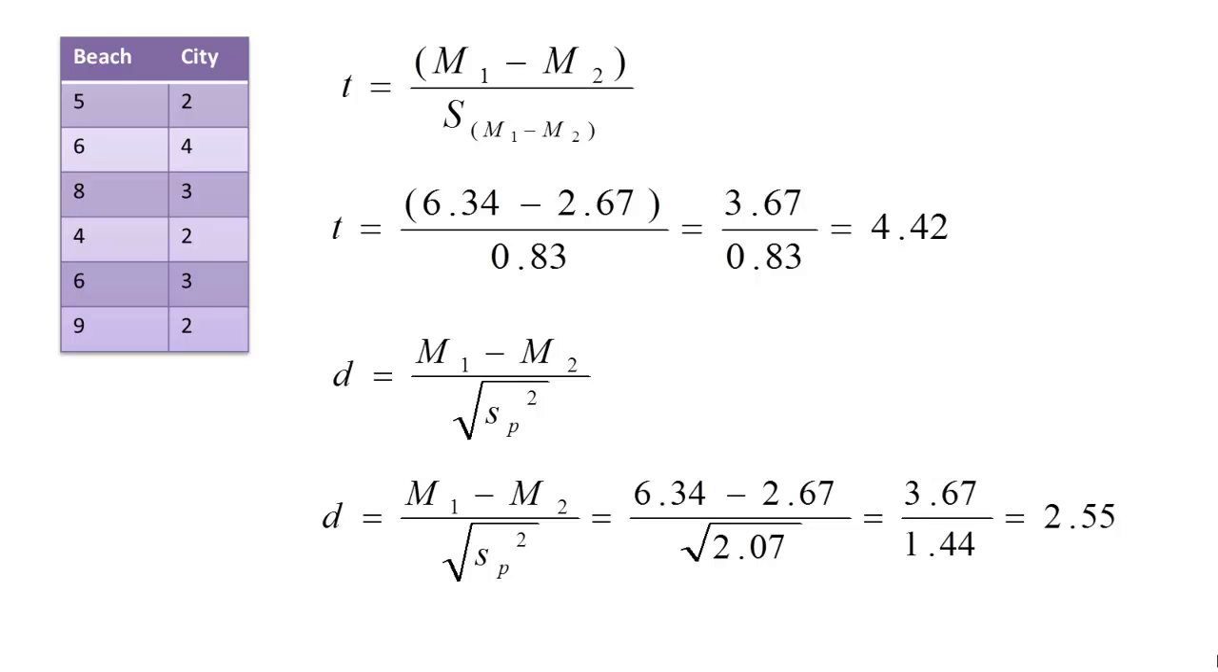Okay, so now we know our t calc and we know our Cohen's d, and we need to express what this means in some way. Did people have a difference in how happy they were at the beach or the city or not? We don't know. Well, the way that we're going to answer that question once we've calculated t is we're going to look at a t table.